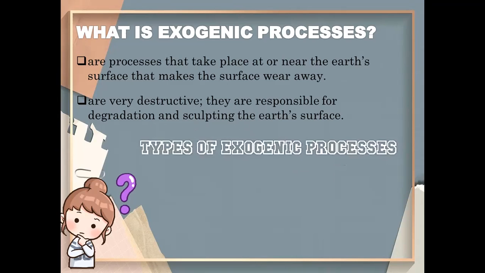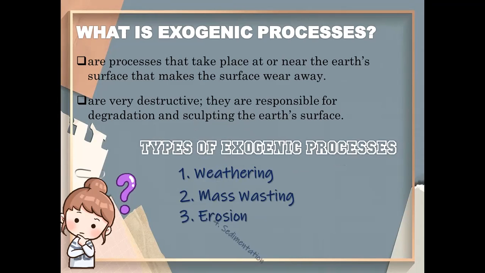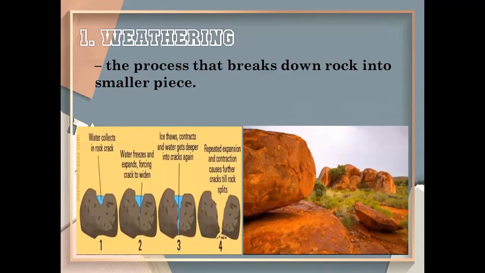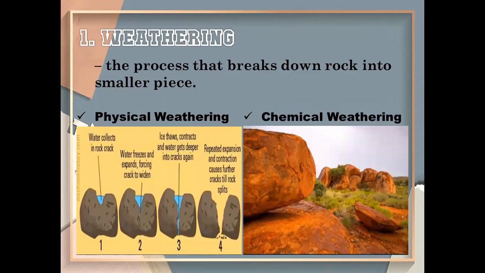Diba? So, we have different types of exogenic process. So, we have the weathering, mass wasting, erosion, and sedimentation. So, iisa-isahin natin, ano nga ba yung mga yan? So, number 1, weathering. When we say weathering, it's the process that breaks down rock into smaller pieces. So, dito sa weathering, ito daw yung proseso kung saan yung isang bato ay maaaring mahati or magkapira-piraso into smaller pieces.